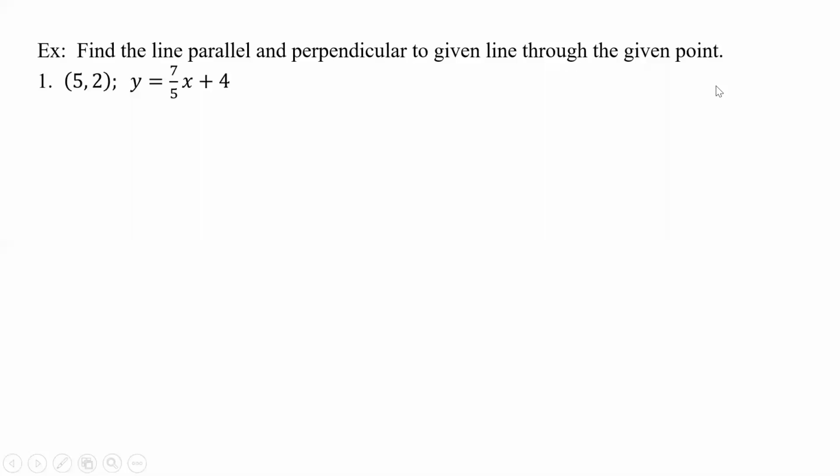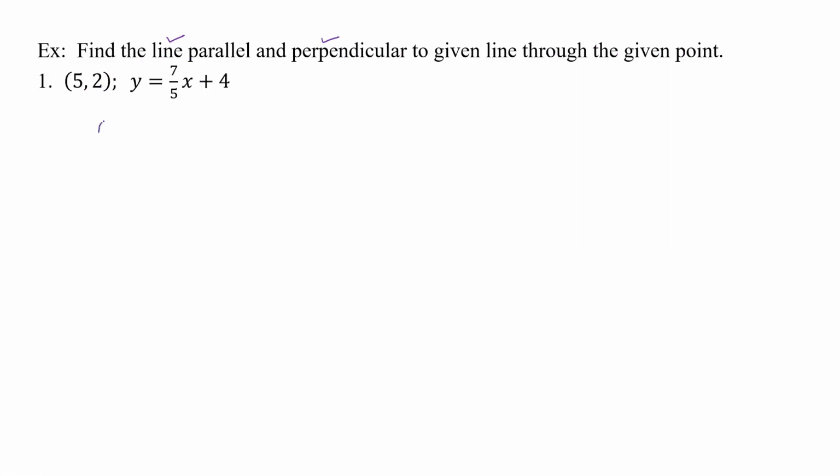All right, so we're going to take it one step further this time. We first have to find our slope. Then we need to find a line that is parallel and perpendicular. So one for the parallel, one for the perpendicular to this given line, but through the given point. Okay, so what do we do there? Well, let's work through this.